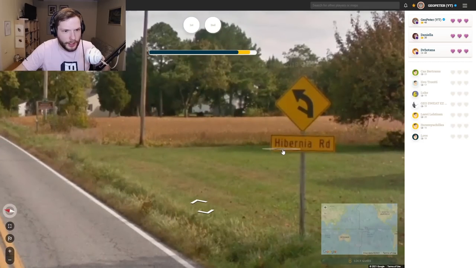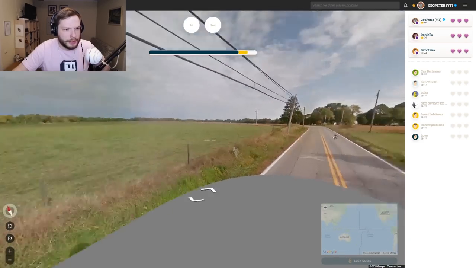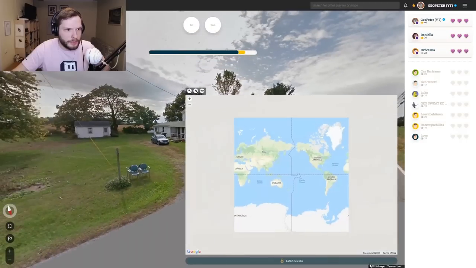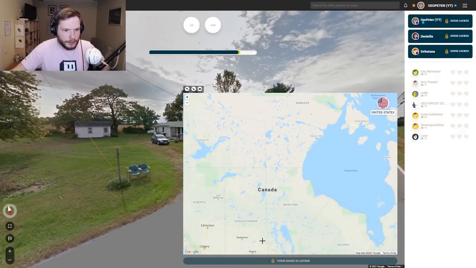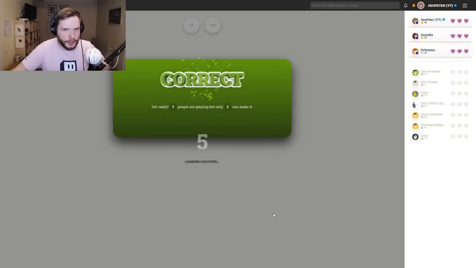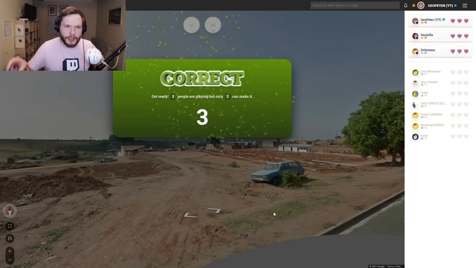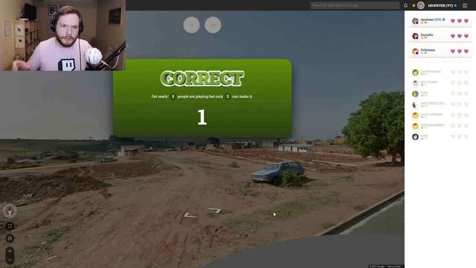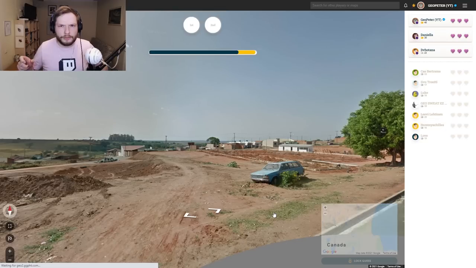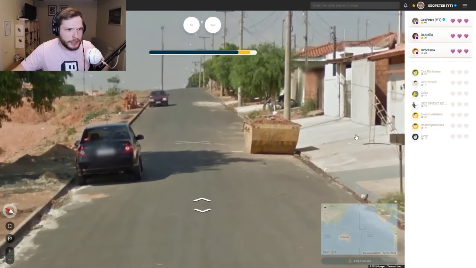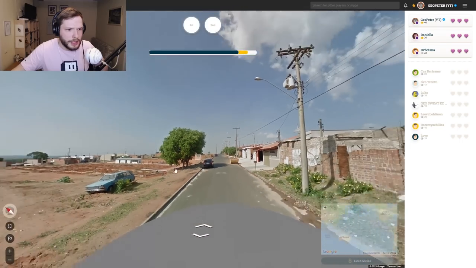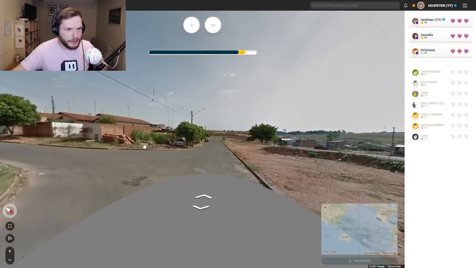Okay, Hibernia Road. Double yellow lines would make me guess this one first. But if it's not the USA, then... Okay, it was the USA. In general, I think you get double yellow lines in the middle of the road more often in the USA than in Canada. So we have these trash baskets here. The sun is to the north.